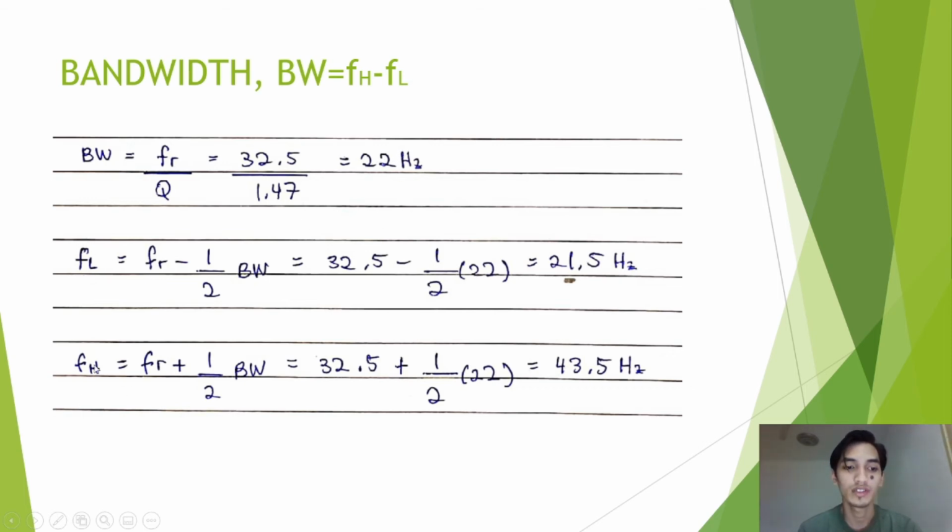So how to find the frequency low and frequency high. The resonance frequency minus 1 over 2 bandwidth, then we got 21.5 Hz for the lowest frequency. And for the highest frequency, resonance frequency plus 1 over 2 bandwidth, we got 43.5 Hz. So 43.5 minus 21.5 Hz, we got 22 Hz for the bandwidth.